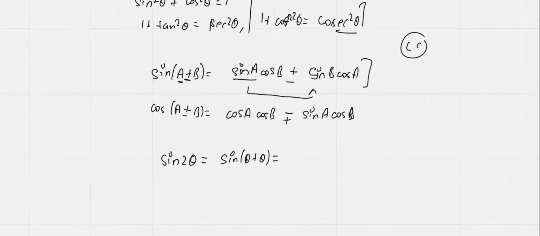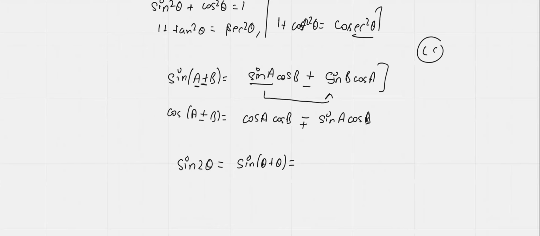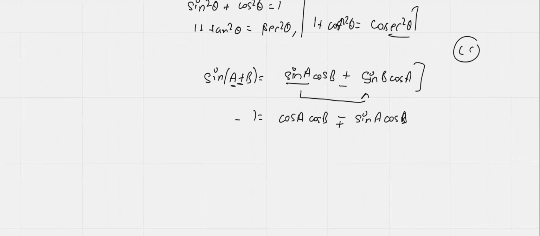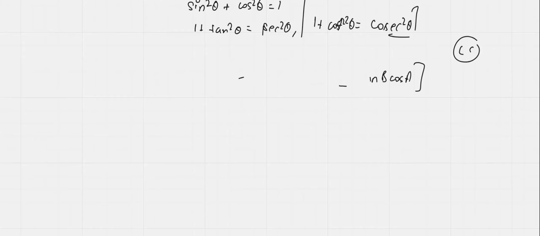Where I left sine 2 theta. I'll just remove it from here, until where you can see it. Sine of A plus B, sine of A plus B, cos of A plus B. I will remove this sine and cos both from here, and we'll do this in the next page.